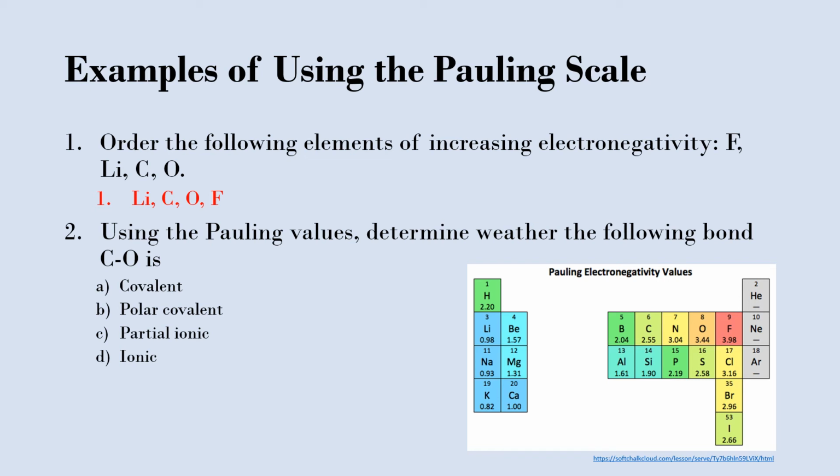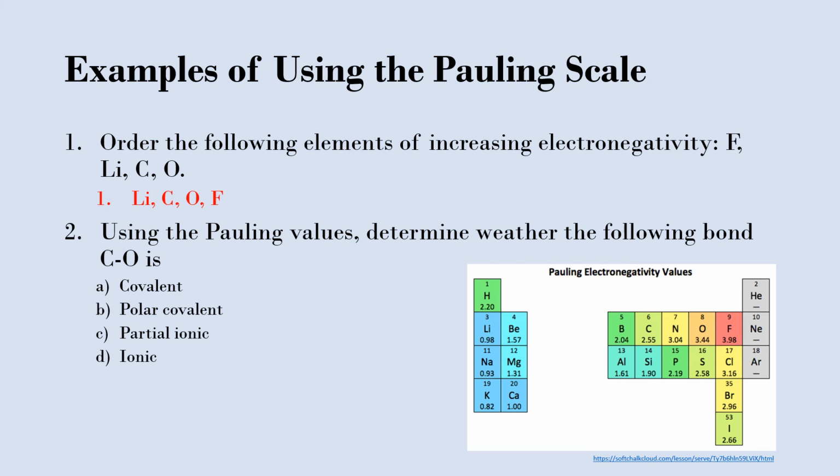Now going to number 2, which is the same one I put in the second slide, saying that you will be able to solve it towards the end of the lesson. Using the Pauling scale values, determine whether the following bond between carbon and oxygen is A covalent, B polar covalent, C partial ionic, or D ionic.